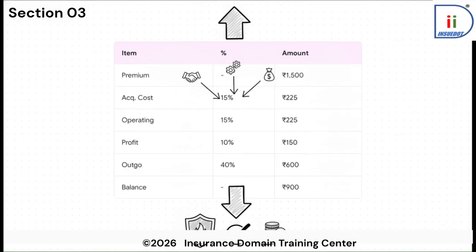Now take our starting premium of 1,500, subtract that 600 rupees of expenses and look at the remaining balance. It is exactly 900 rupees. Boom! Our burning cost is perfectly protected.